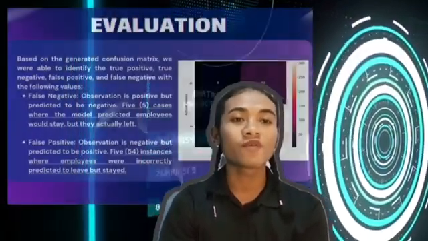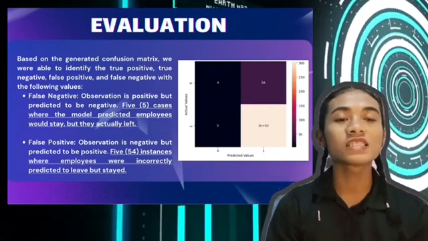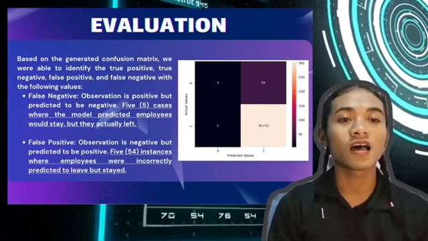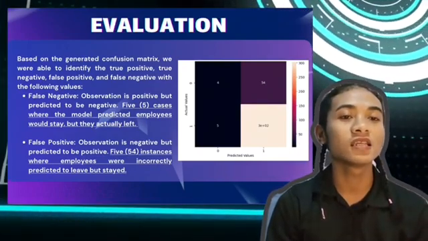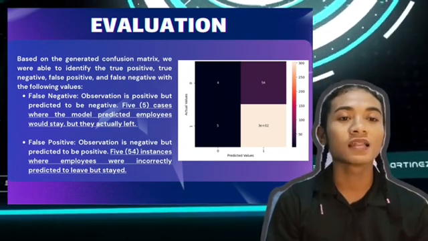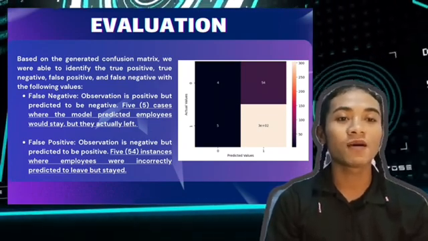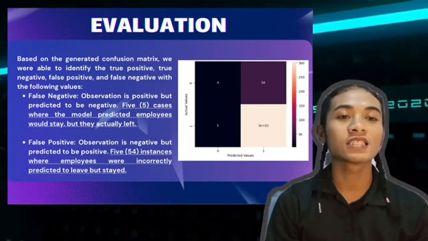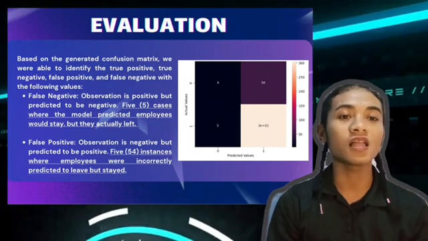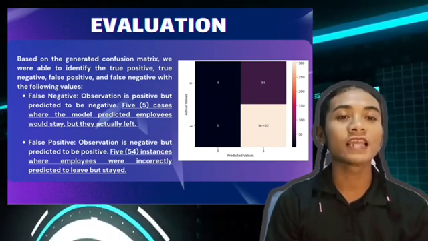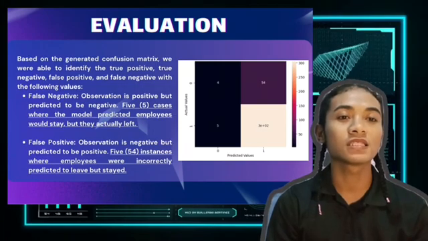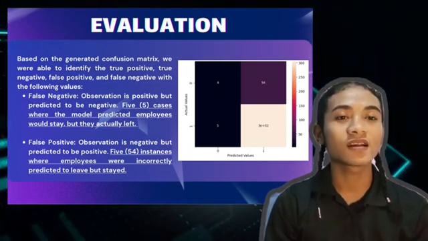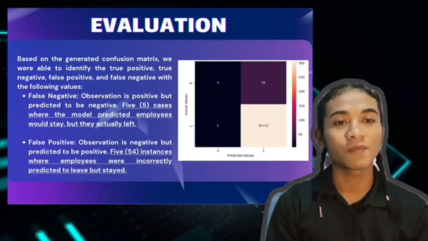So next is the false negative. False negatives occur when the model predicts that the employee will stay, but in reality they leave the company. So we had 5 cases where employees were incorrectly identified as staying with the company, but actually they left the company.